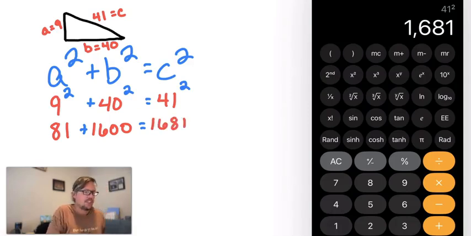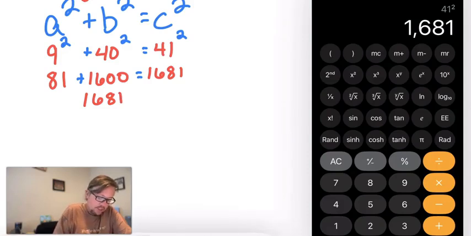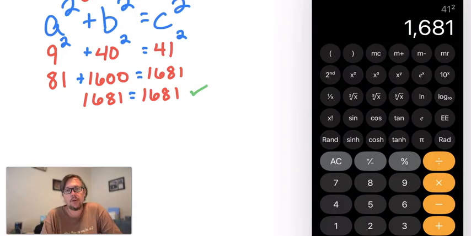So the question is, 81 plus 1,600 equal to 1,681? And the answer is yes. This side gives us 1,681, which of course is equal to 1,681. So we end up with a statement that is true. 1,681 is equal to 1,681.